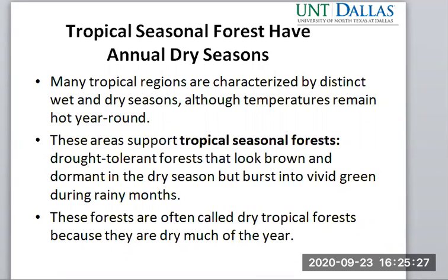Talking about the tropical seasonal forests, they have annual dry seasons. Many of the trees and shrubs that you see in the seasonal forest are drought deciduous. What we mean by drought deciduous is that they lose their leaves and stop growing when there is no water available. These seasonal forests are often open woodlands that grade into the savannas.